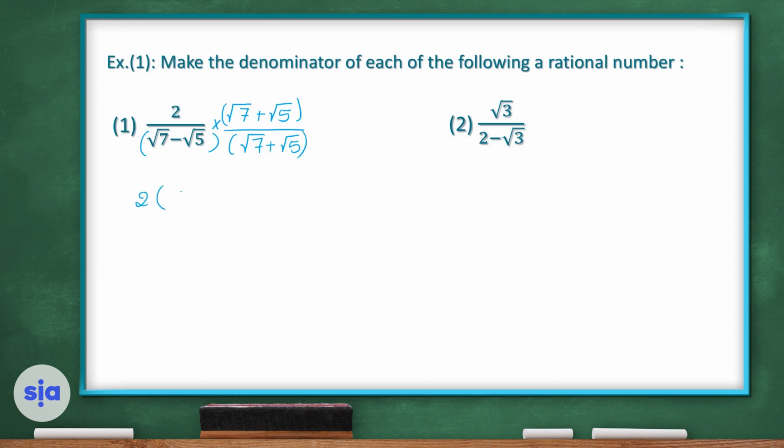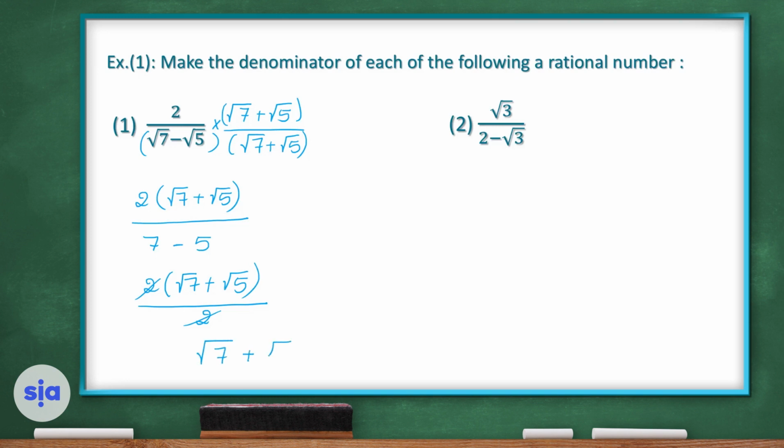So it will be 2 multiplied by root 7 plus root 5, divided by, we said that the product of the conjugates is the first one squared minus the second one squared. So root 7 times root 7 is 7, minus root 5 times root 5 is 5. So it's 2 times root 7 plus root 5 over 7 minus 5, which is 2. The 2 divided by 2 are crossed out together, so the answer here is root 7 plus root 5.